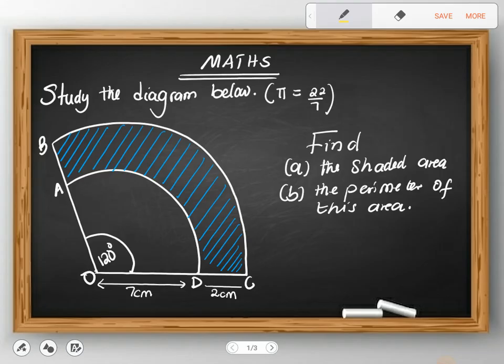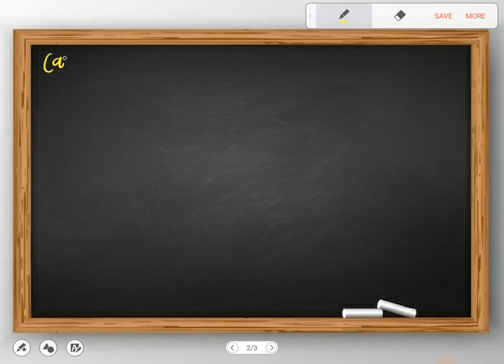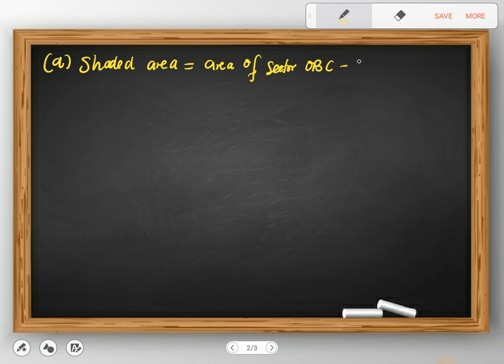Let's do that. So part A, the shaded area is just equal to the area of sector OBC, which is the bigger one, minus the area of sector OAD. This is the formula which we are going to apply.